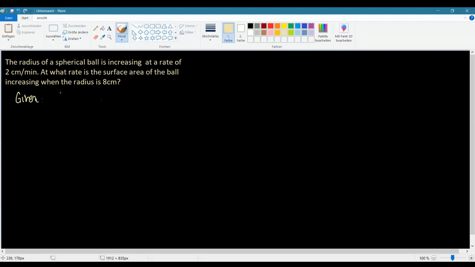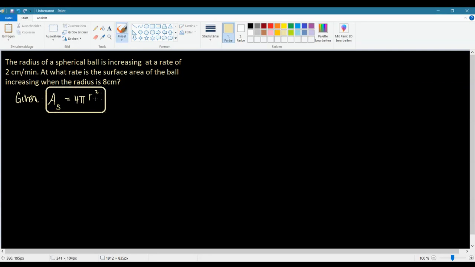Well, what is given is, first of all, that we're dealing with a spherical ball and the area of a sphere. Let me write A sub S for sphere is 4 pi r squared. So that's the first thing that we know. You may have had to look that up. Everyone doesn't know all these by heart.